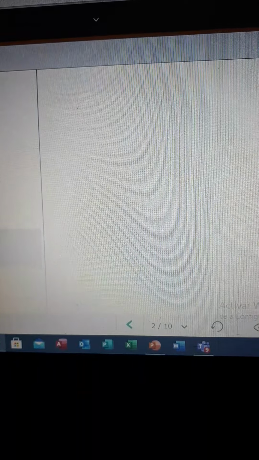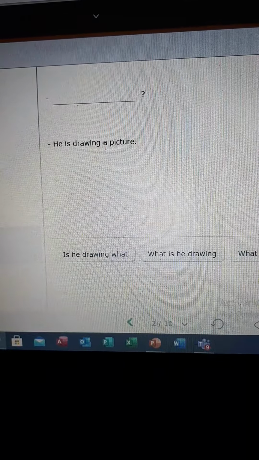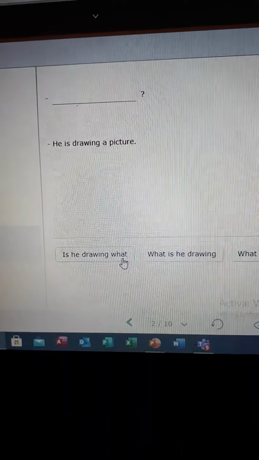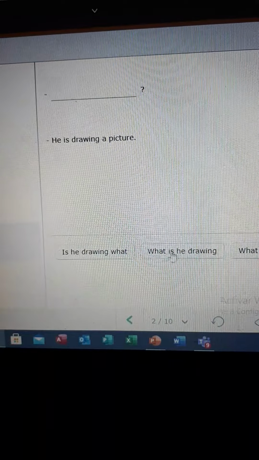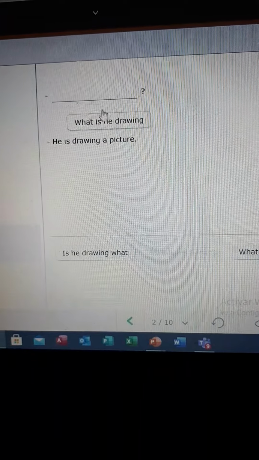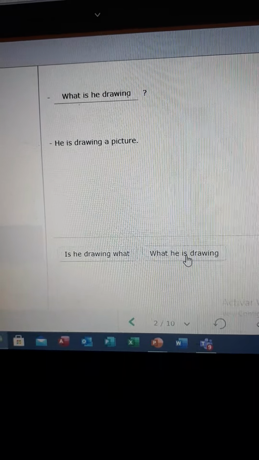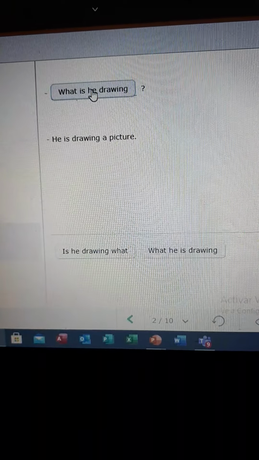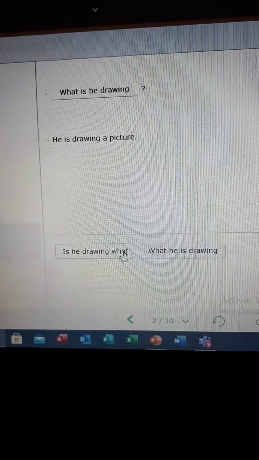¿Okay? Por ejemplo, en esta, he is drawing a picture. ¿Okay? So, is he drawing what? No. Because remember that the WH question never goes at the end. Goes first. What is he drawing? ¿Okay? No podemos usar esta porque acuérdate que el pronombre no va antes que el auxiliar en la pregunta. Entonces, esta es la correcta. What is he drawing? He is drawing a picture. ¿Okay? Y what nunca va al final.